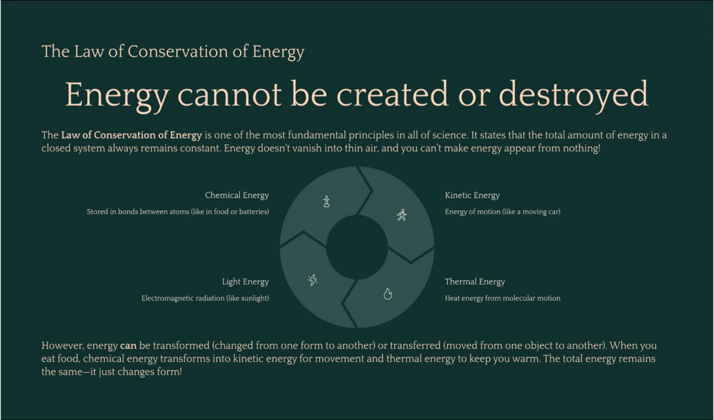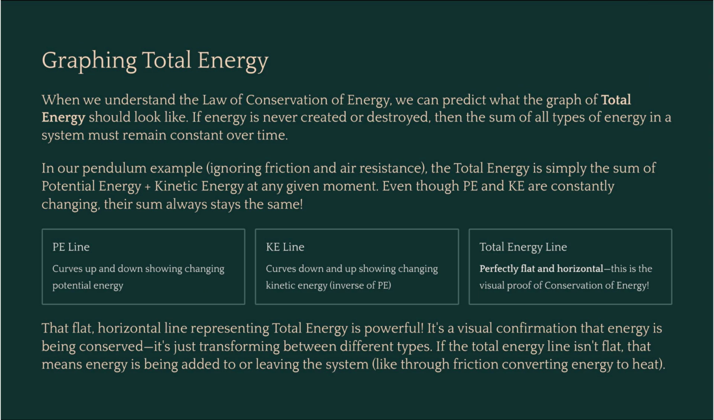When the skateboarder rolls down the ramp, the potential energy isn't destroyed. It's converted to kinetic energy. This law is the reason why your graphs of total energy behave in a very specific way. So, if energy is always conserved, what happens when we graph the total energy of the system?